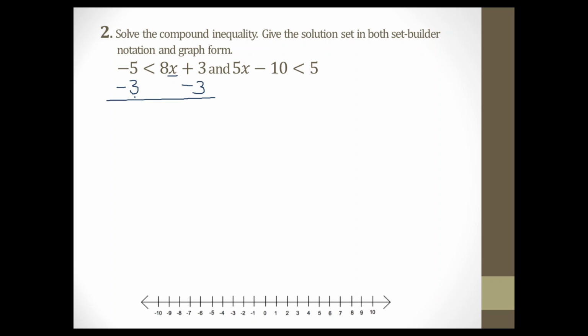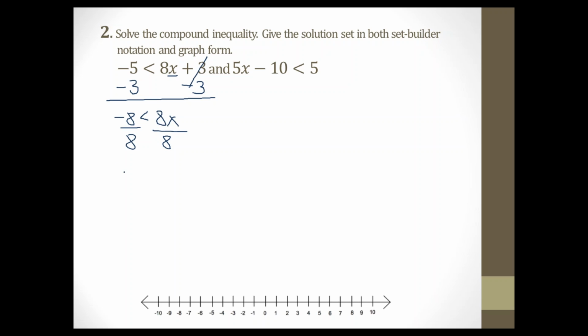Negative 5 minus 3 gives me negative 8, and then I have 8x left, and this became 0. Okay, my last step to get x by itself is dividing by 8 on both sides.